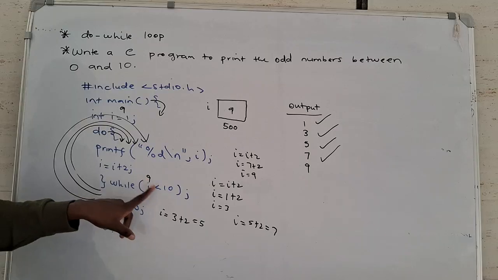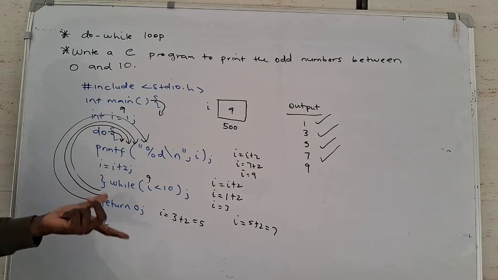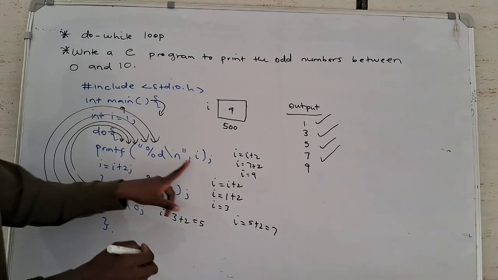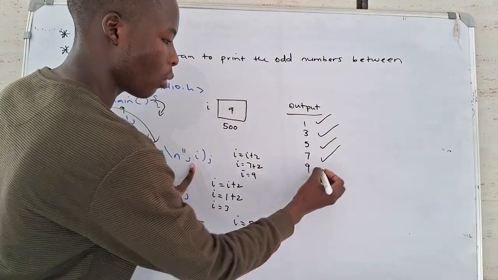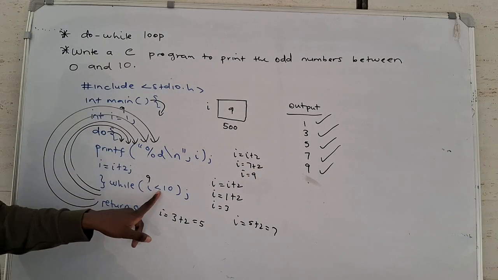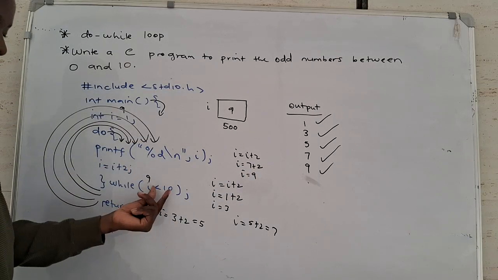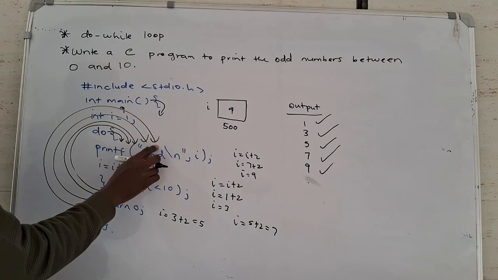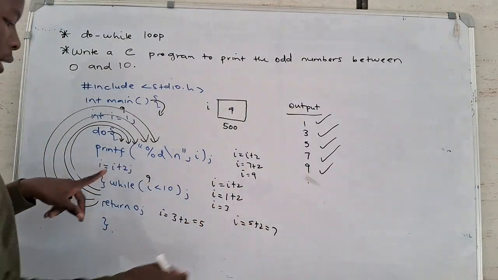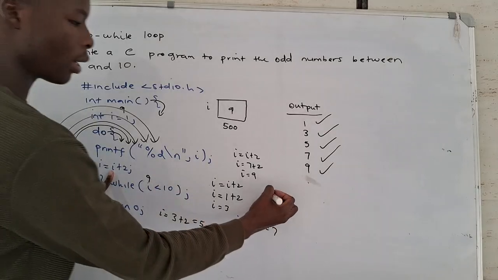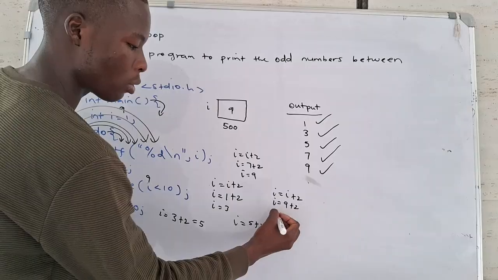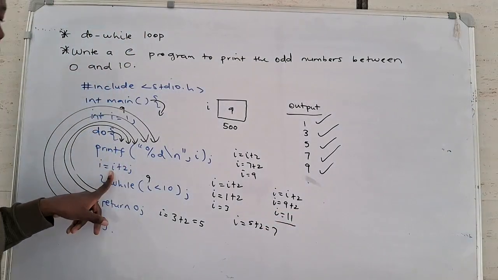It is going to check. 9 is less than 10, true. If this is true, it is going to enter again. Now the value of I, which is 9, is going to be printed. Now I is going to be incremented. I is equal to I plus 2, so 9 plus 2, I is equal to 11.